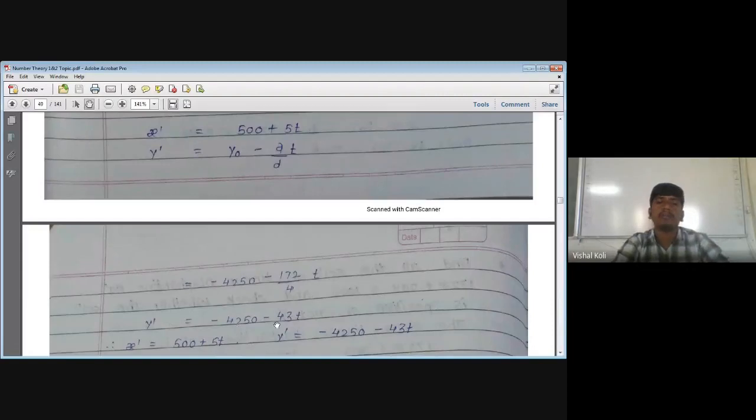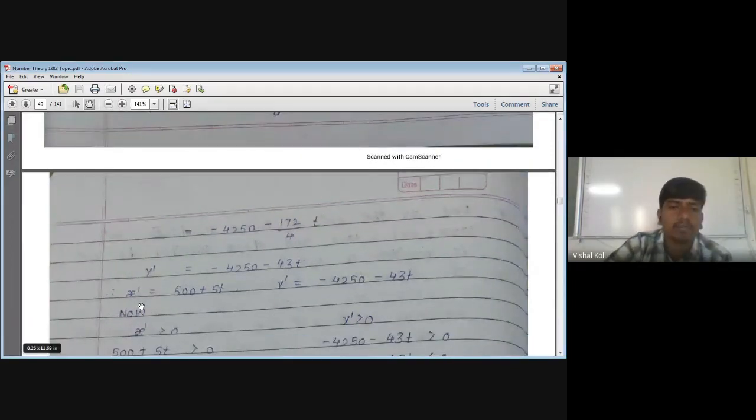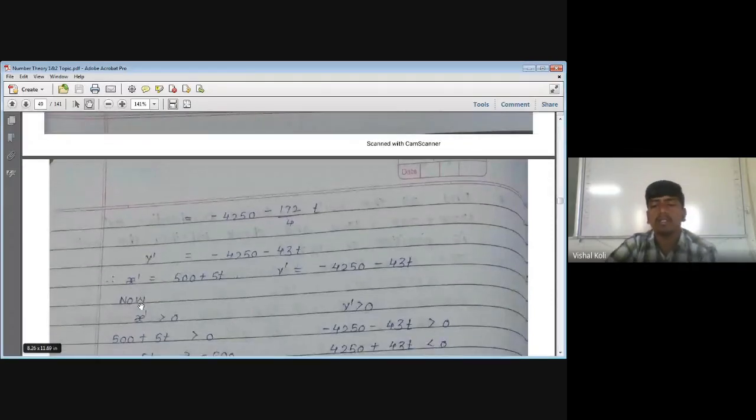So here we have found the values of x dash and y dash, that is, all the solutions of the given linear Diophantine equation. If we vary the value of t, then we get one solution for each value of t. Therefore x dash and y dash are the remaining solutions of the given linear Diophantine equation. Therefore the first two steps we have solved. Now we have to check whether this solution is positive or not.